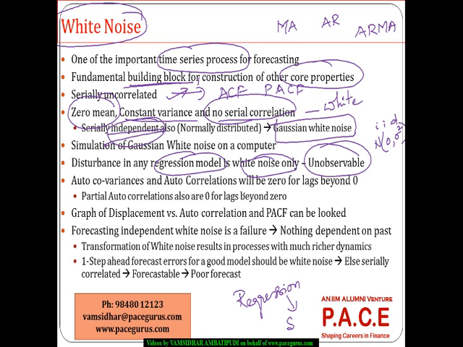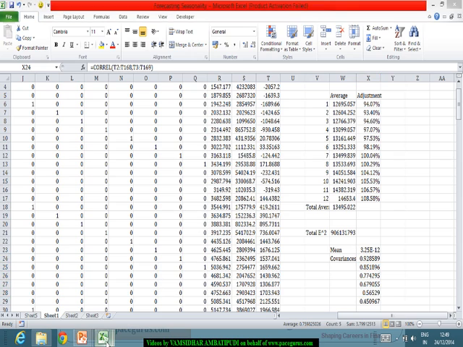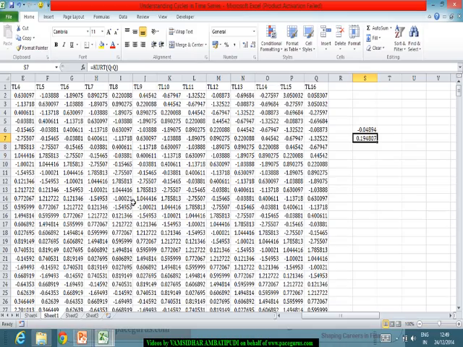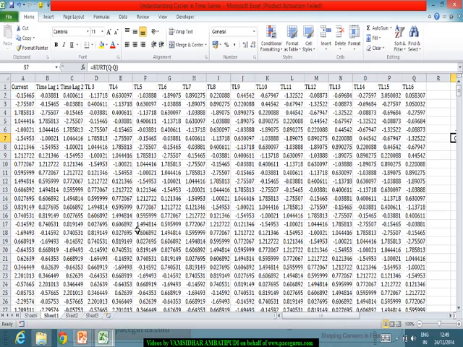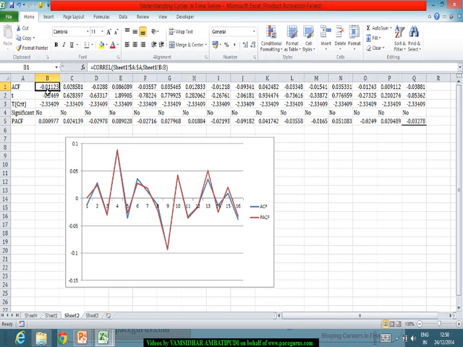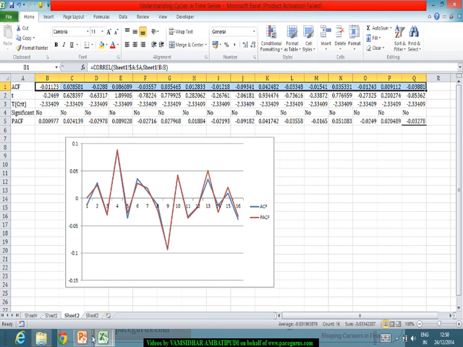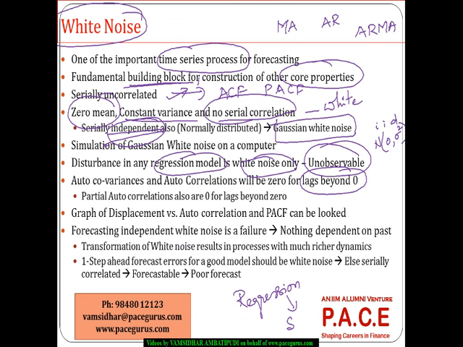And for autocovariance and correlations at lags beyond zero, immediately for a lag beyond zero, it should be zero. But in this case, it was not the case. But in the example which I have taken here, I am seeing that beyond zero, the correlations are very close to zero. So this is more of a white noise, but the other example need not be white noise for us. Now, forecasting an independent white noise is a very difficult thing because nothing is dependent on the past, so I can't use anything.